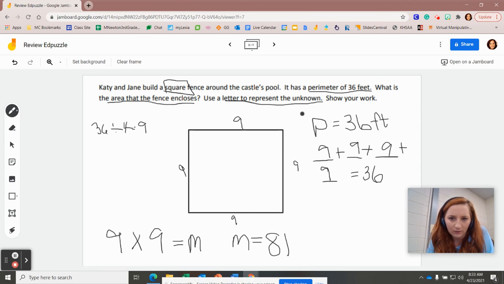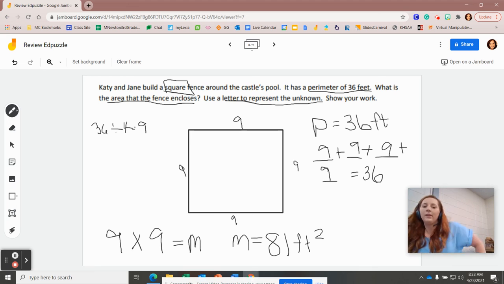81, let's see, feet squared. And there you go. So all together, there'd be 81 squares within this. And then all the way around, there are 36 squares on the edges.